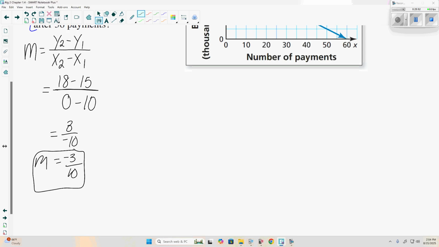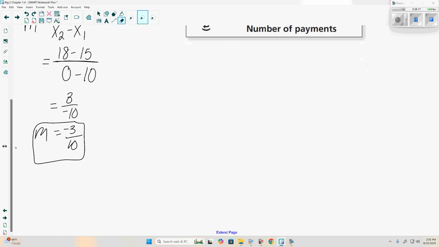Now, I'm going to rewrite this again. You don't have to, because the other way we could have done this is 15 minus 18 over 10 minus 0. You don't have to write this. 15 minus 18 is negative 3. 10 minus 0 is 10. Do we get to the same answer? So, questions on how we found the slope before we interpret the slope?